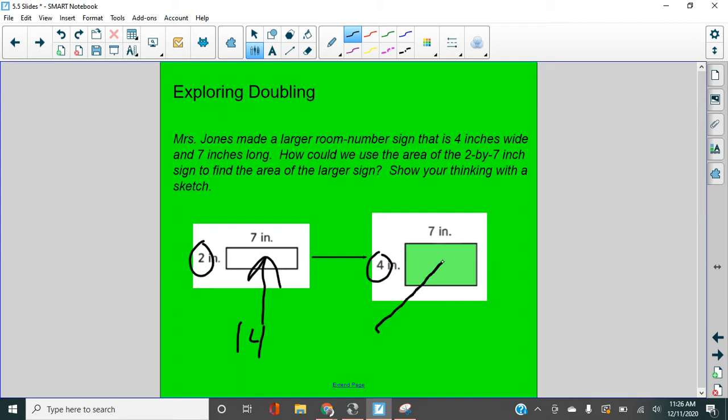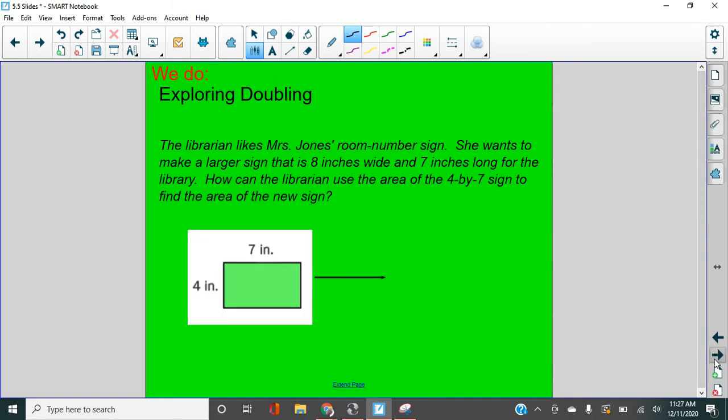What does this area have to be? Well, it has to be double this number, right? So we would have 14 and then 14 more to get 28. 28 inches squared. Okay, the little 2 there means squares. All right, you didn't help me on that one. I kept going. So let's let you help me here.